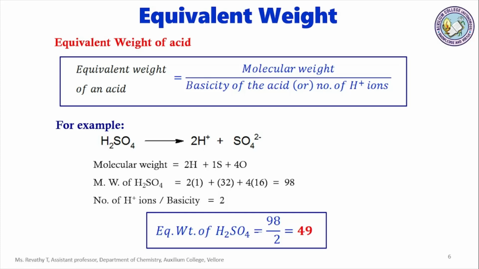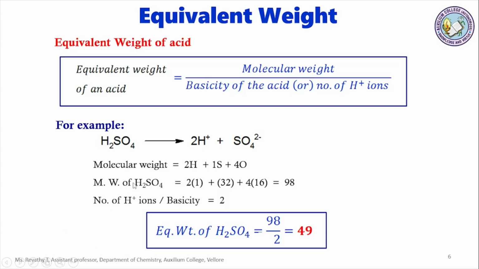Now let's learn how to calculate equivalent weight of acid. In the general formula, we need to substitute the valence factor by basicity of the acid here. What is basicity of the acid? Basicity of the acid is equal to number of replaceable H plus ions present in the formula. We can simply determine the number of H plus ions in the formula.